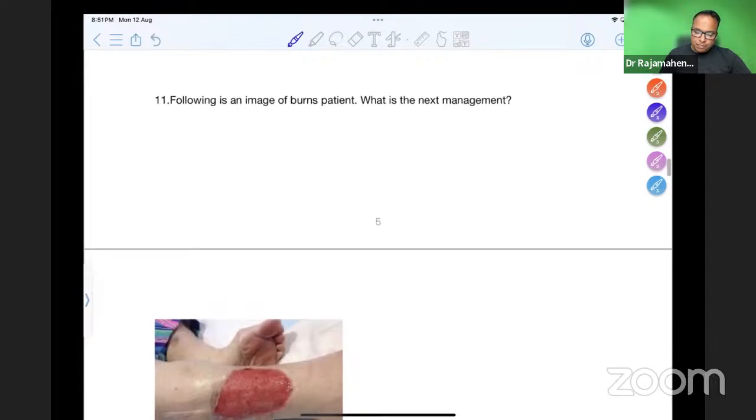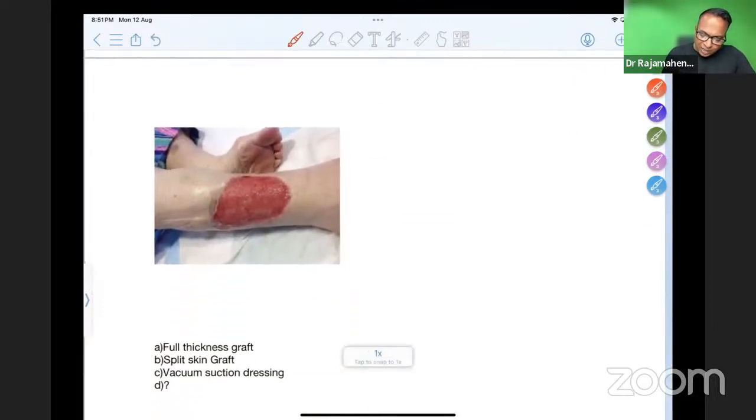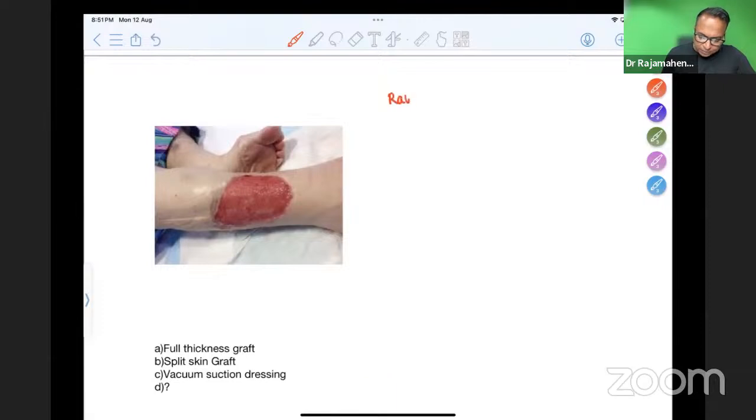So following is an image of a burns patient. What is the next line of management? So this is a picture showing you a well granulated raw area. So when tracheal deviation is there, yes, it may be difficult to do a tracheostomy. Yes, tracheostomy is the ideal answer for that question. Thank you, Mohammed.